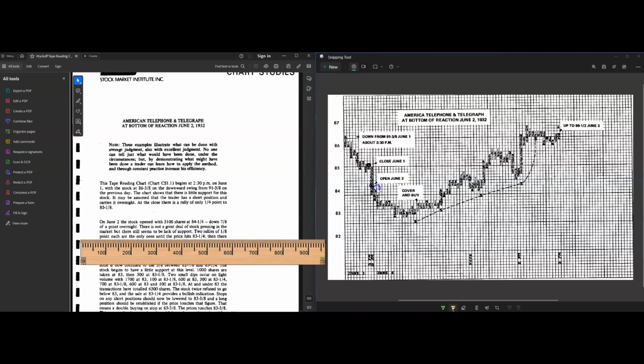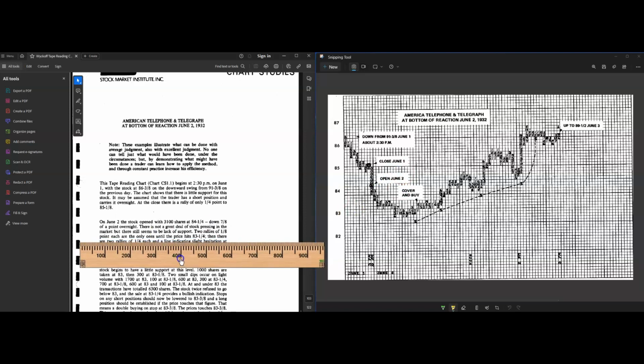Why? Because it's a gap down, and there are 2 rallies of an 1/8 point each, and these are the only ones until price hits 83 and a quarter. So there were some very minor rallies. I think he's talking about this right here, until price goes down to 83 and a quarter, which is 83 and I think up to here.